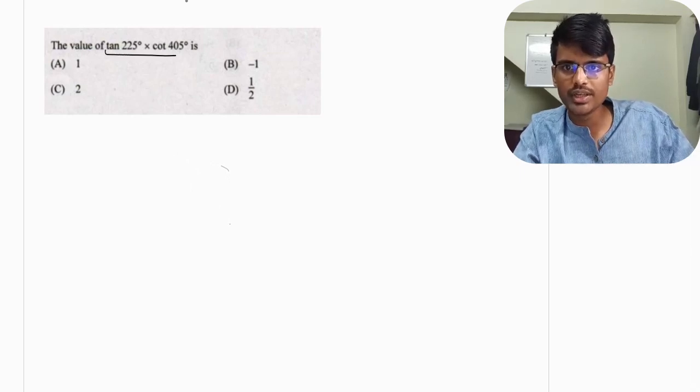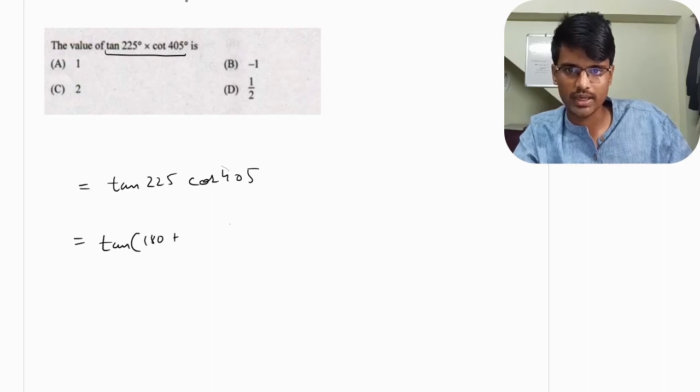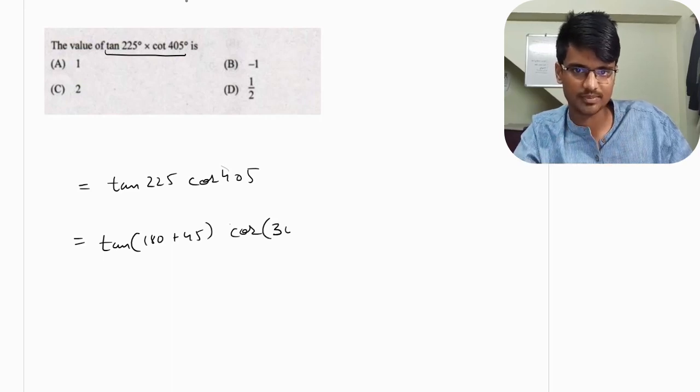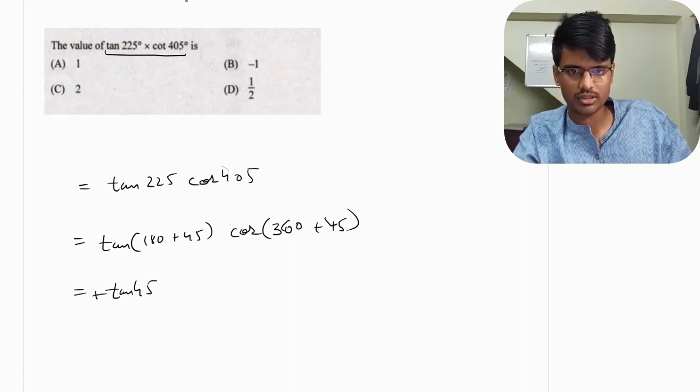So here we need to express the angles in terms of 90 degrees. How can we do that? tan 225 cot 405. So tan 225 can be written as tan of 180 plus 45. It can be written as cos of 360 plus 45. Tan of 180 plus 45, we are in the third quadrant, so it is nothing but tan 45 and positive. Cos of 360 plus 45 is nothing but again cos 45 and we are in the first quadrant, so no need to worry.